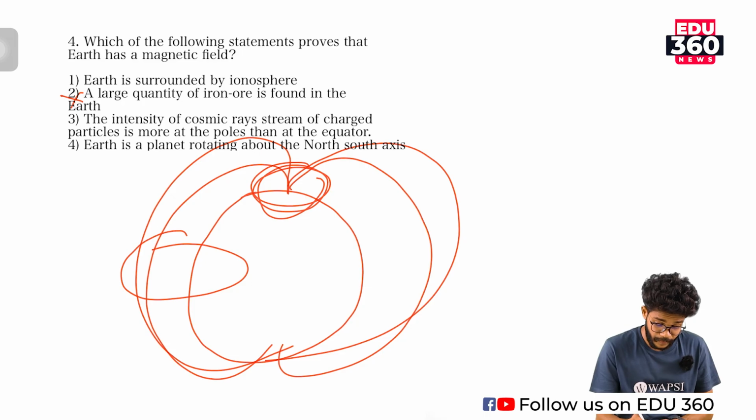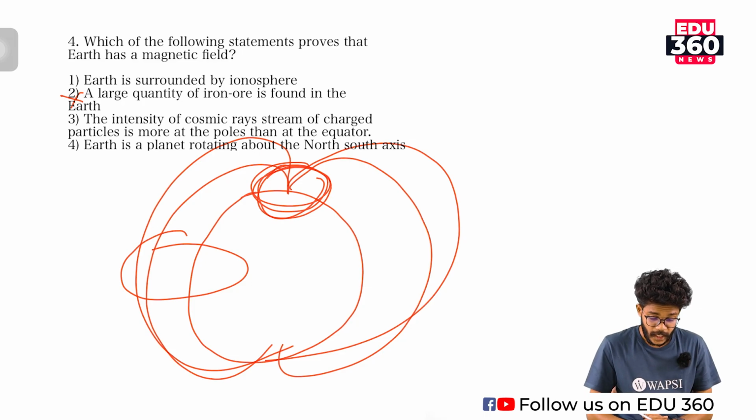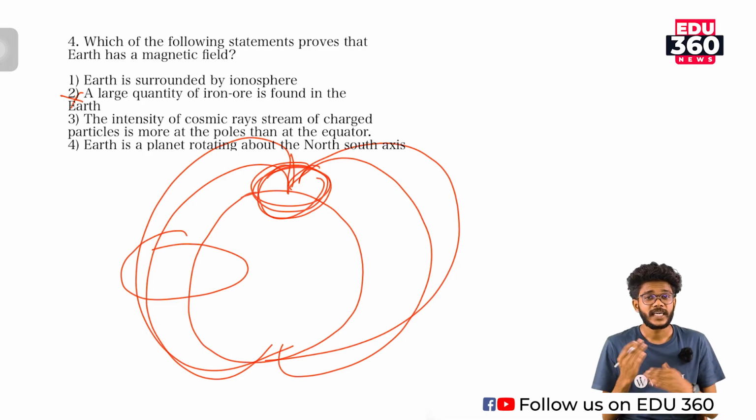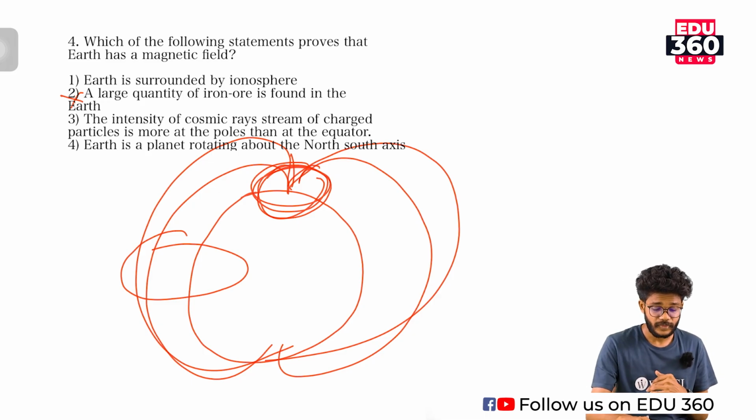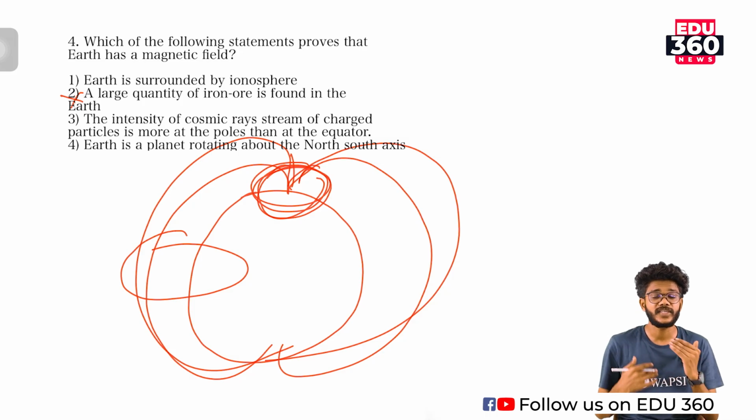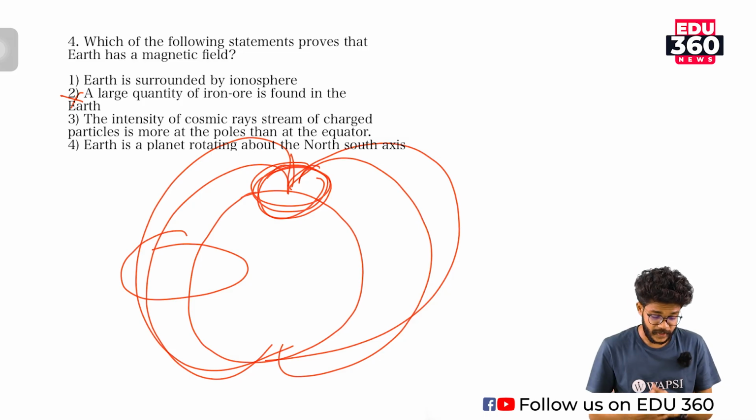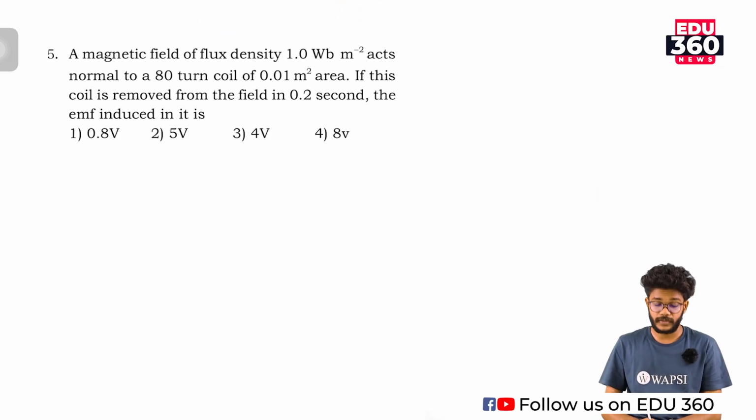Okay, so at the poles, due to this high intensity of the magnetic field, it can capture the cosmic rays, the stream of charged particles. So that's why we are able to see a greenish light in the ionosphere, okay, in the poles. So option 3 is the correct one. So we can move to the fifth question.